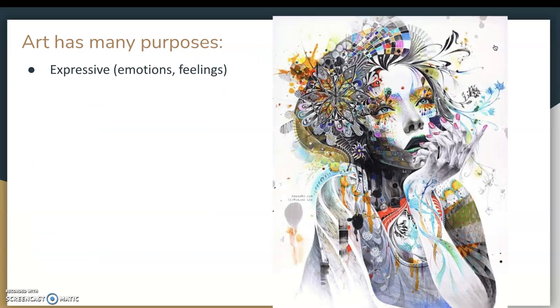So art, visual, drawing, painting, sculpture, photos, ceramic, all those visual arts, they have many purposes. And one of them is to be expressive. Usually you're expressing some sort of emotion or a feeling or maybe even a statement. So this artwork here, this is a drawing and looks like it's also digitally manipulated. It's definitely expressive due to the use of lines and color and even repetition of certain shapes.